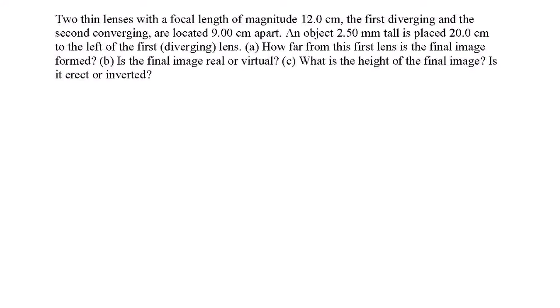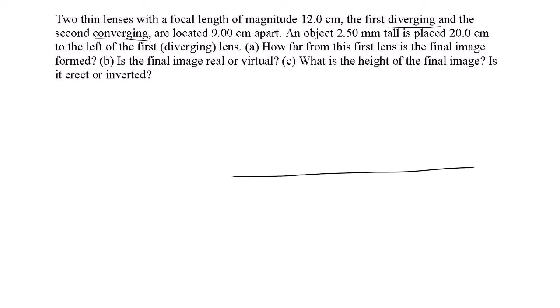Let's discuss two thin lenses with a focal length of magnitude 12 centimeters. The first is a diverging and the second is a converging lens, and they are located 9 centimeters apart. Let's go ahead and draw this so we can have a better picture.